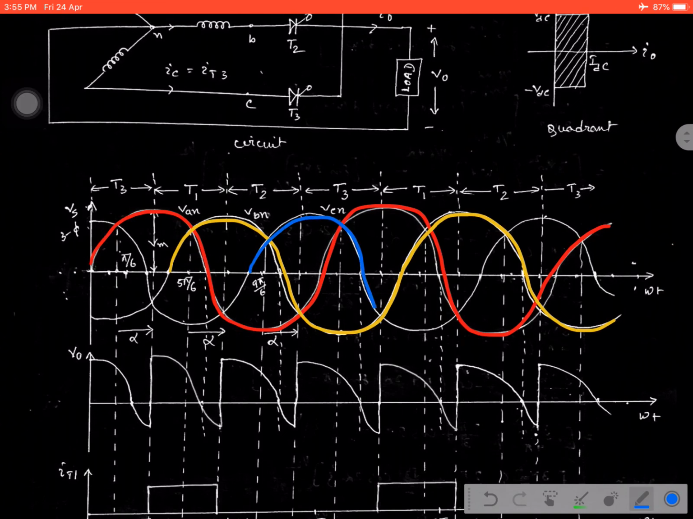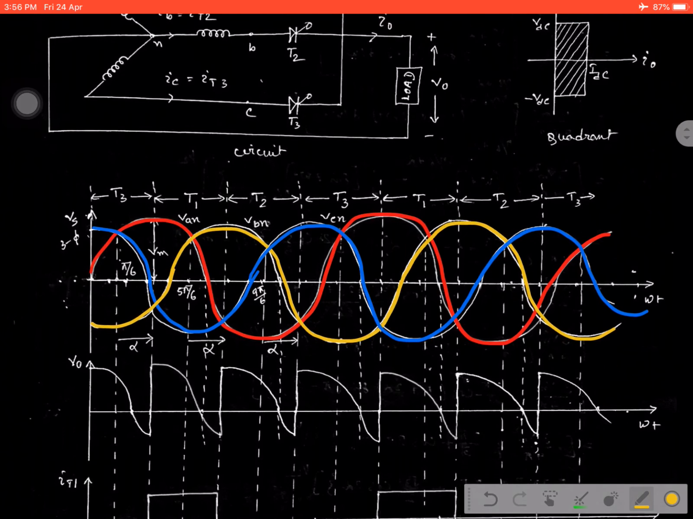So this is the signal for phase C. So to complete the cycles, it will come from this point and it will be coming from this point. So this is the complete pattern for the three-phase sinusoidal signals. Okay.